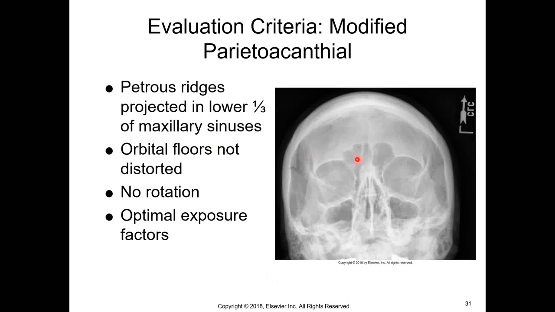And here's some evaluation criteria. Notice how nice and open and rounded the orbits are. And this is why this is the preferred position for blowout fractures, which you would see in the orbital floors, or for any type of foreign body inside the orbit, pre-MRI orbits, if they're looking for metal, because you can see the orbits really well.